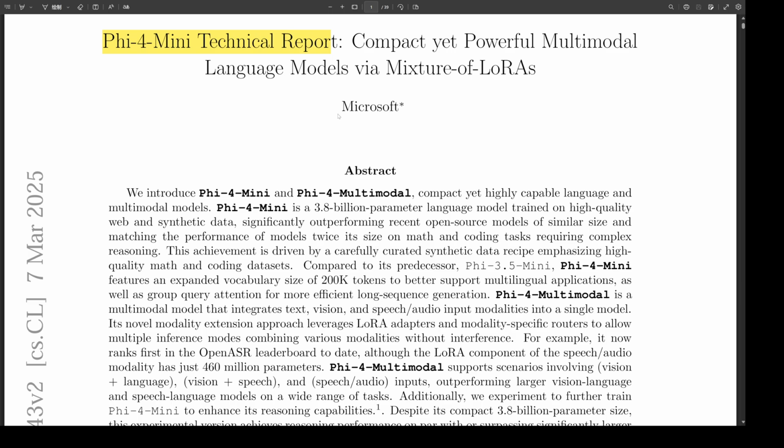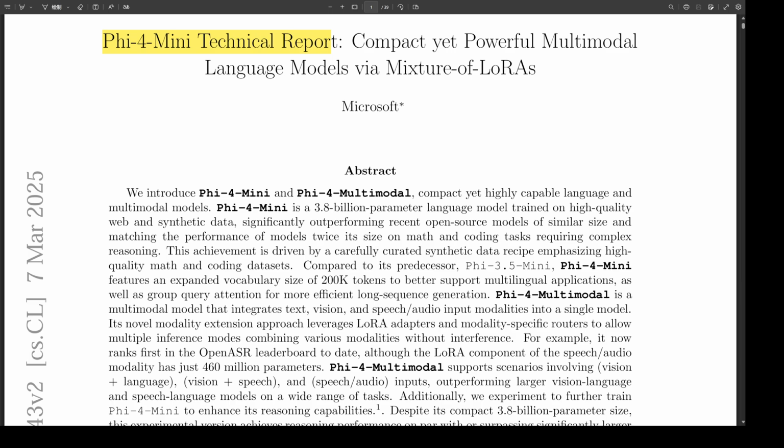Okay, sounds good. The first thing that jumped out at me was how much emphasis they put on the quality of the data. They specifically call out high-quality web and synthetic data, particularly data sets focused on math and coding. Yeah, that's a key innovation right there. They've got a specific recipe for creating this synthetic data. A recipe, like baking a cake? Sort of. It's about carefully selecting and even generating data that's designed to boost the model's reasoning and problem-solving skills.